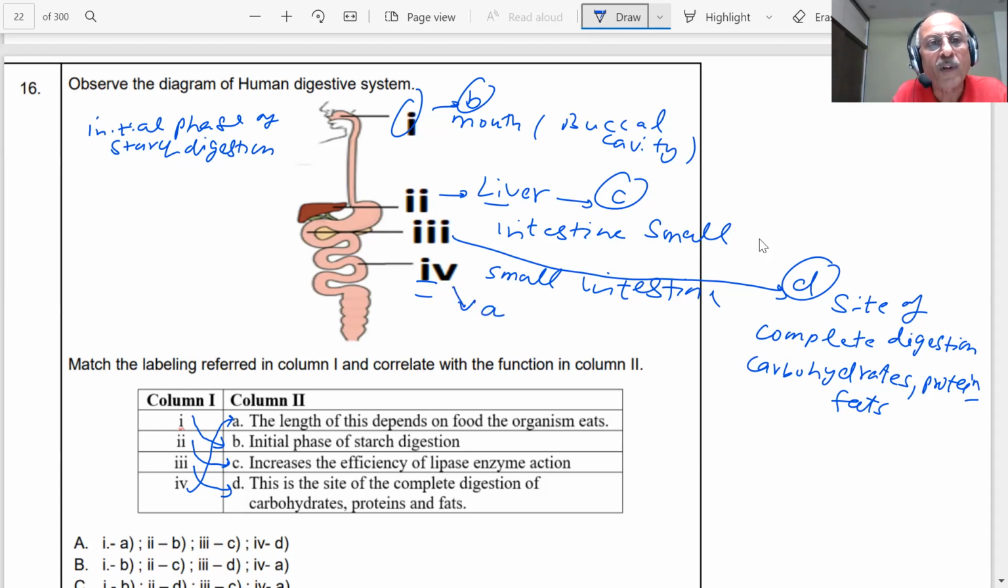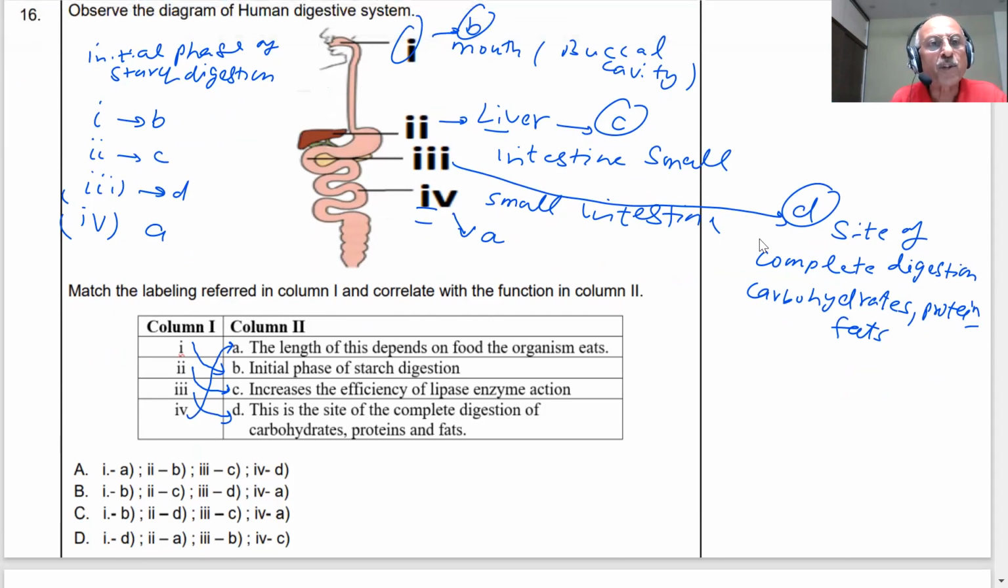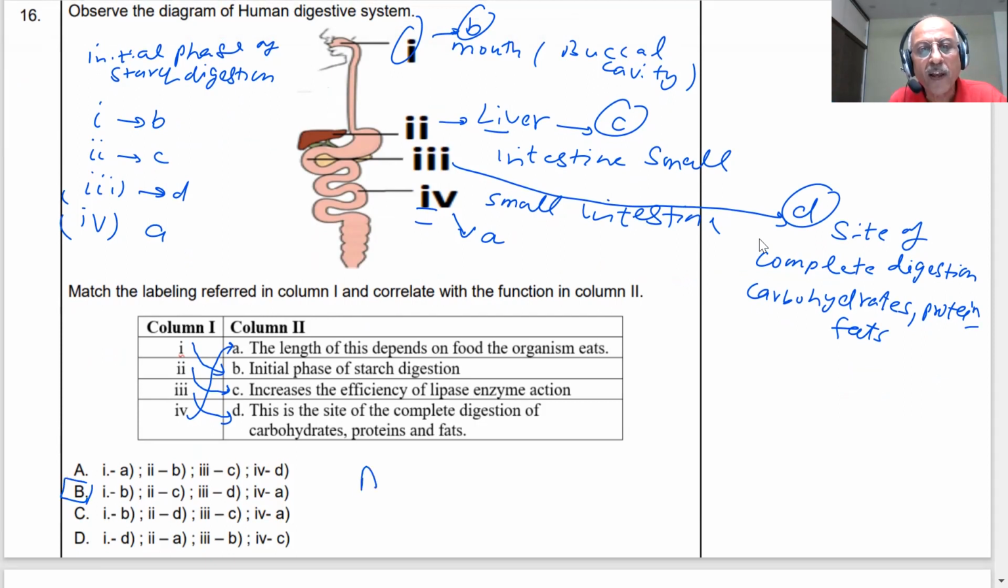So, therefore, now we can summarize that the first one is going with B. The second one is going with C. Third one is, student, going with D, and fourth one is going with A. Let us check which is the correct option, where it is matching, students. In this case, first one goes with B, second goes with C, third with D, fourth with A. That is B, the correct answer, student. Hence, our answer is B.